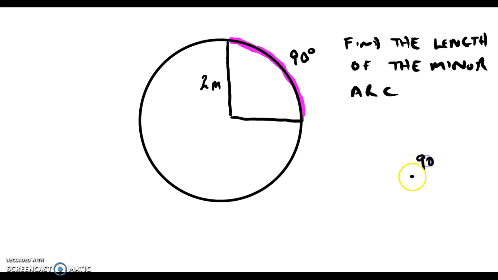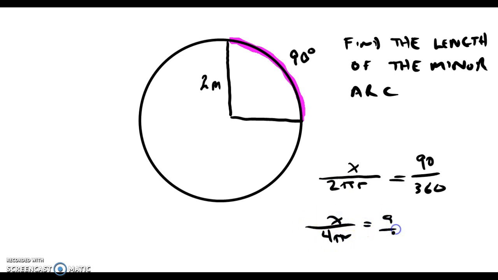So 90 over 360 is equal to 2 pi r, which will give you the entire circumference of the circle, over x. And we know that our radius is 2, so 2 times 2 is 4. We've got 4 pi in our denominator over x is equal to 90 over 360. And let's get rid of these zeros, and we can reduce the 9 over 36 to be 1 over 4. So let's just make that 1 and that 4.